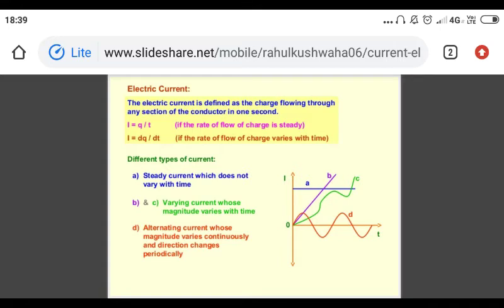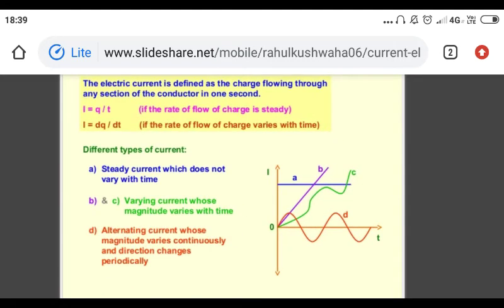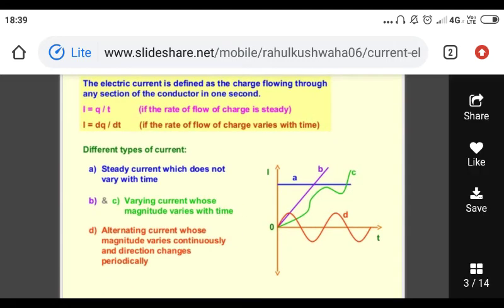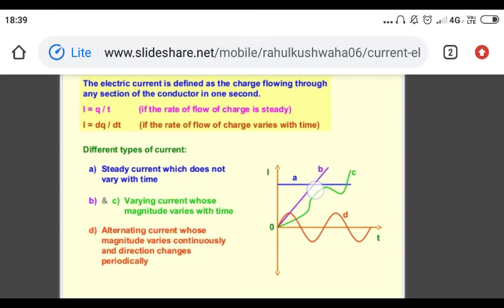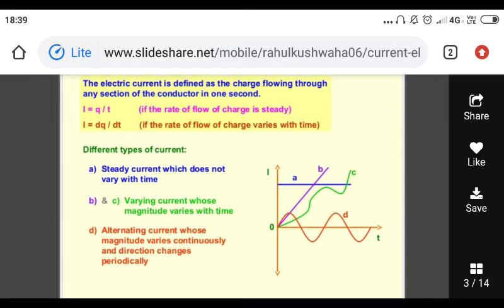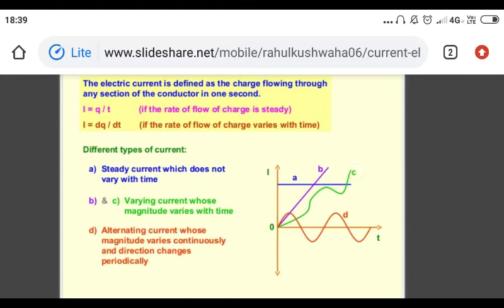You can see in the diagram, the A diagram. In this diagram you can see the blue line which is going straight. Steady current does not vary with time. So this one, A, is steady current. B and C, you can see in the diagram, B is violet and C is green. Varying current is current whose magnitude varies with time.